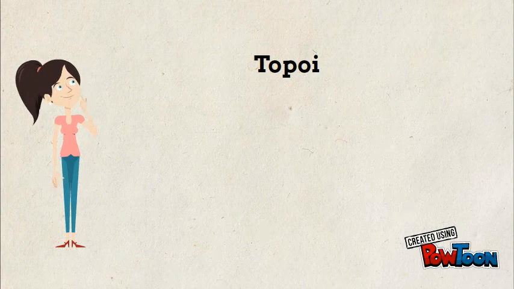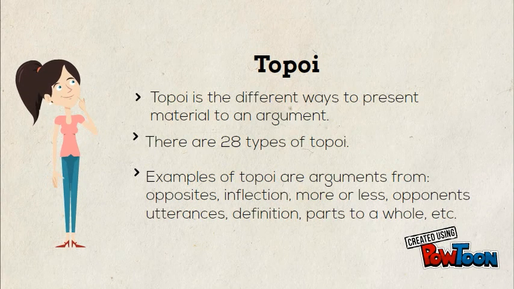Now we'll be talking about topoi. Topoi is basically the different ways to present material to an argument. There are 28 types of topoi. Examples of topoi are arguments from opposites, arguments from inflection, arguments from more or less, opponent's utterances, definition, parts of the whole, etc.